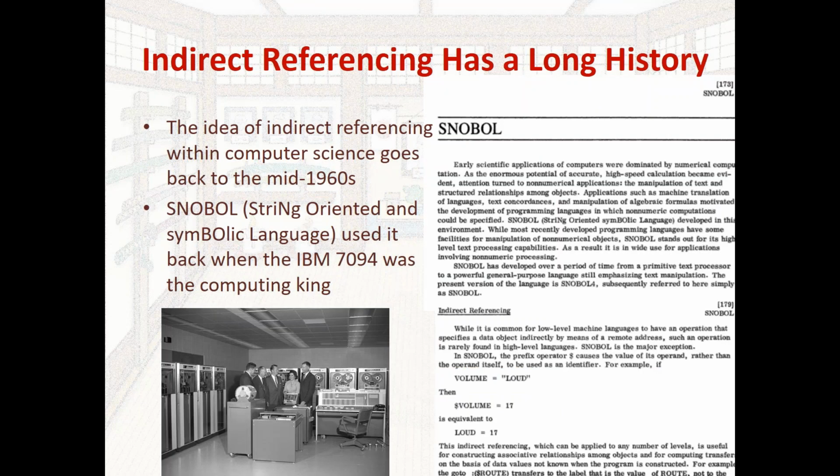And by the way, indirect referencing has a long history. As an idea, it goes all the way back to the 1960s. The first instance that I can find where it's referenced is in an old language called Snowball, a string-oriented and symbolic language used back when the IBM 7094, and if you can see in that picture there, not only magnetic readers, but that thing in front of all those people is an actual punch card reader and maker. So it goes way back. It's a concept that has been in computer science for a long time.